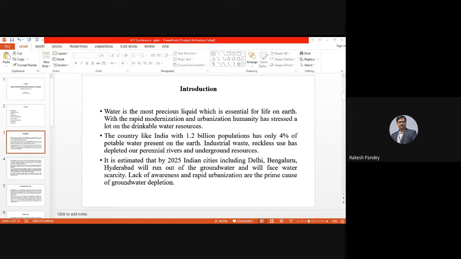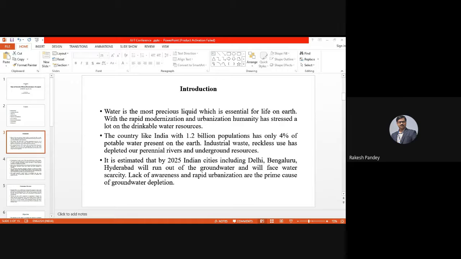So we can see there is a lot of scarcity of water nowadays, and during the summer we are facing a huge problem of water crisis, especially in some cities of India, like sometimes in Delhi we have seen, sometimes in Hyderabad we are also seeing, and some districts of UP and some districts of MP, we are facing huge scarcity of water during the summers. So how we can minimize this scarcity of water, or how we can reduce it, is one more attempt we can make, that is rainwater harvesting.